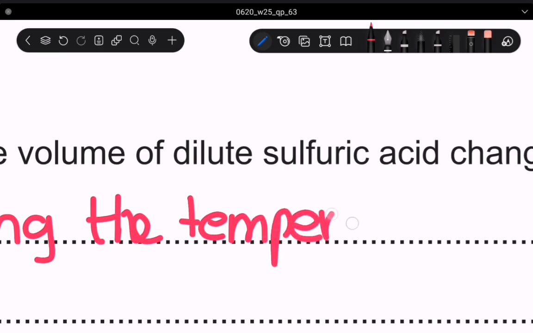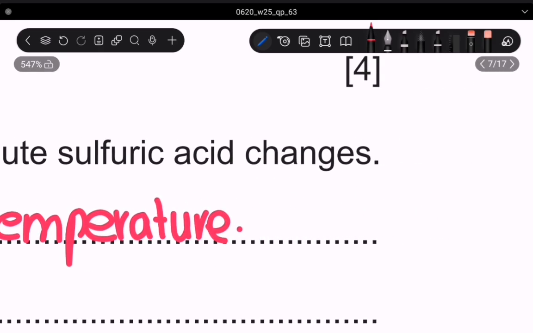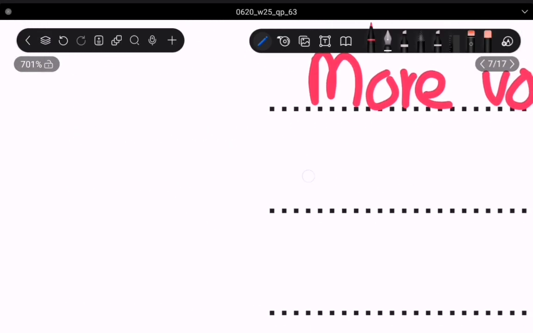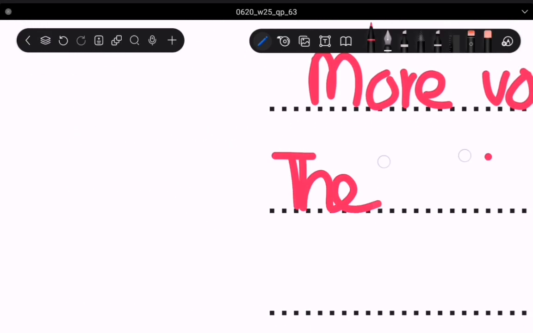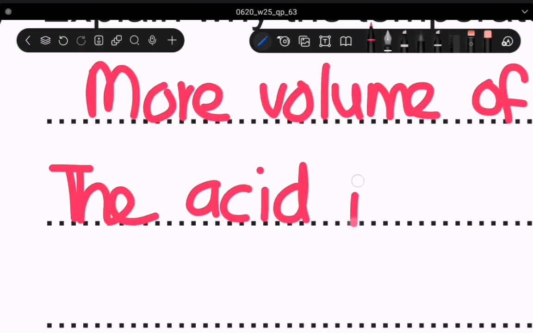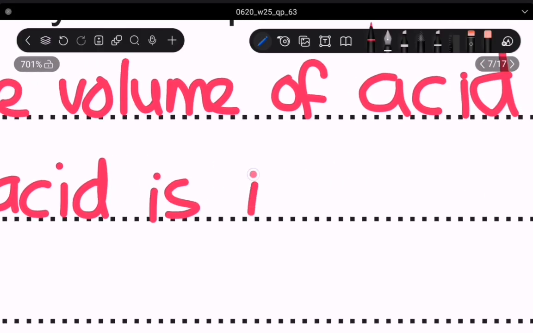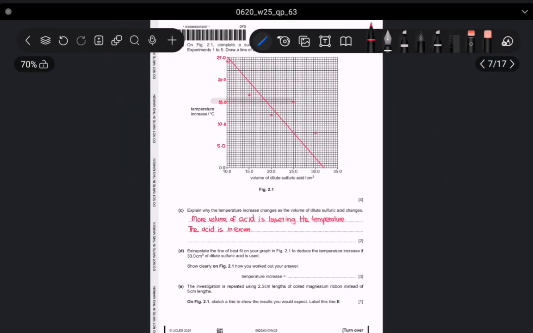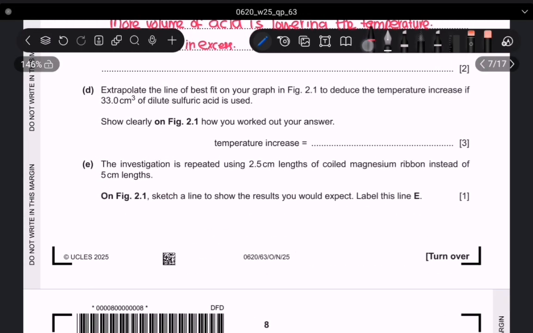Why is it lowering the temperature? It's lowering the temperature because the acid is in excess. Excess means it's more than needed. So the acid is in excess. Simple as that. Pretty easy. Okay, that's done. Now let's move on to the next one.